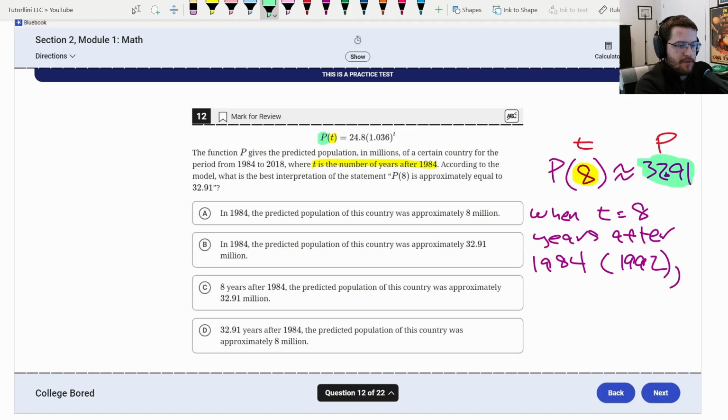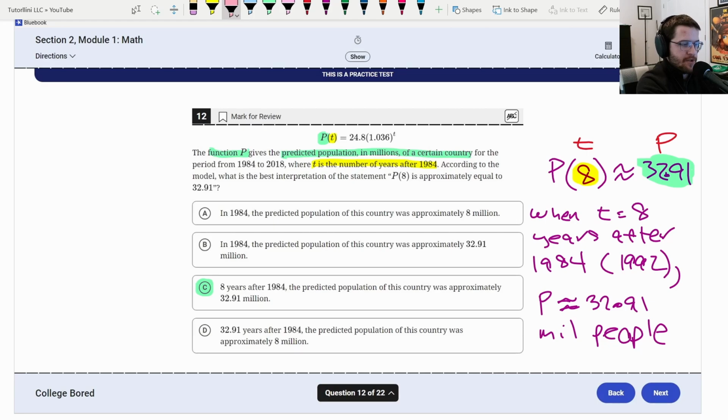And then let's look where it talks about the function P. It says the function P gives the predicted population in millions of a certain country. So the population is roughly equal to 32.91 million people. So now that I've come up with the interpretation myself, now I'll start looking at the answer choices. And you can see, if you look at answer choice C, there's a lot of good stuff going on there. It says 8 years after 1984, the population was approximately 32.91 million. And that's exactly what we came up with.